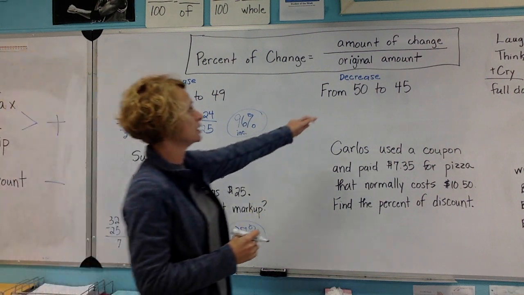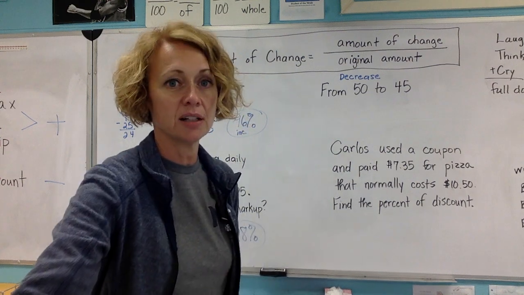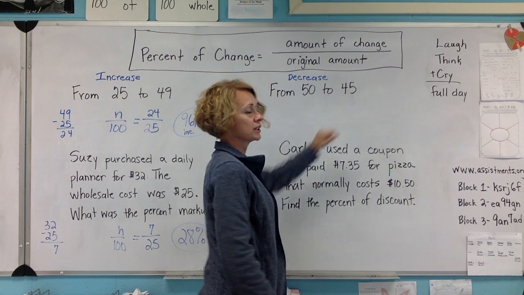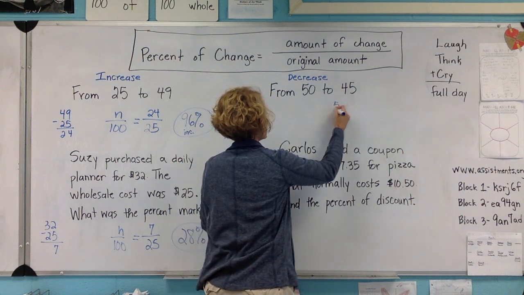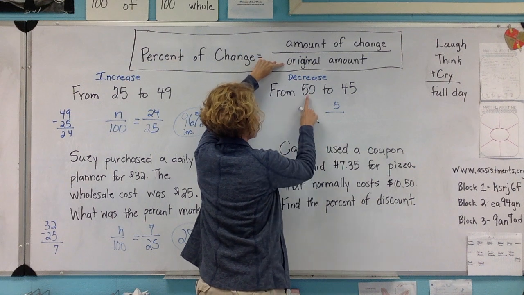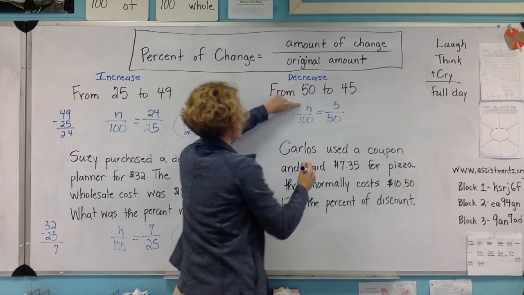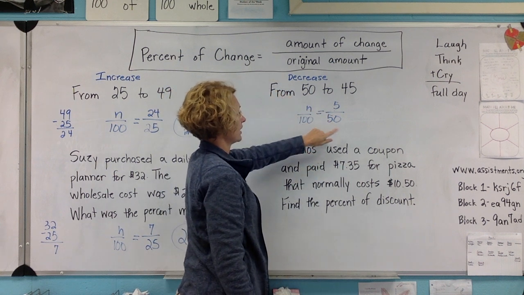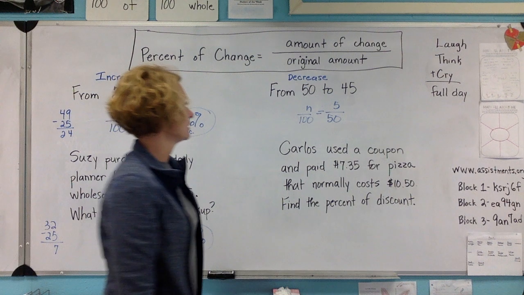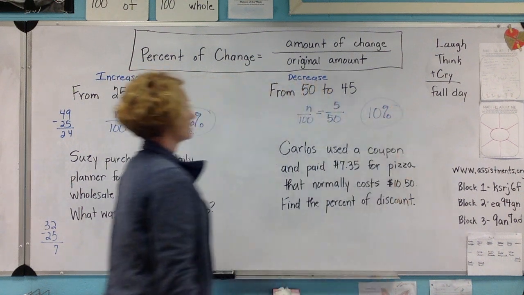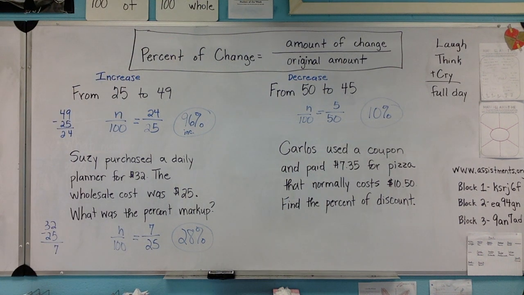Let's look at some percent decrease. We're going to use the same type of concept. We're going to subtract our values. 50 minus 45, that's kind of quick and easy to do. That difference is 5. I'm going to write it over the original amount. It starts at 50. What is that as a percentage? 100 times 5 is 500. Divided by 50 would give me 10% decrease. That's it.